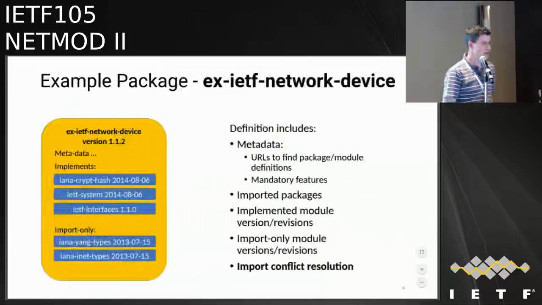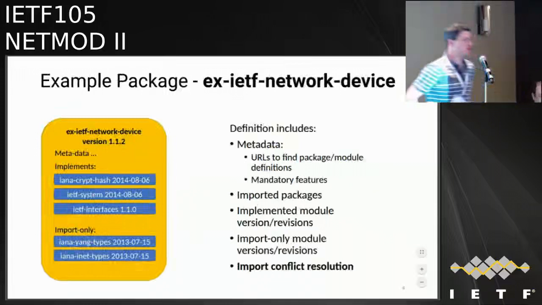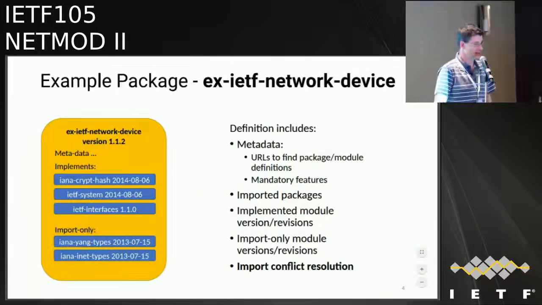Next, please. So this is just an example: a simple IETF network device package, version 1.1.2. There's some metadata, a description, and other information, including a URL of where to download that package from. It lists a set of modules that it implements, and a set of modules that are import only. Again, this could be fully resolved, or it might not be resolved. The definition includes metadata like URLs. It lists features that are mandatory, so which features you are obliged to implement and support if you implement this package. It has a list of the imported packages, though none are shown here, and lists the modules that are implemented by that package and the import-only modules.